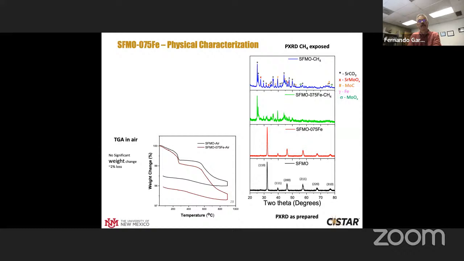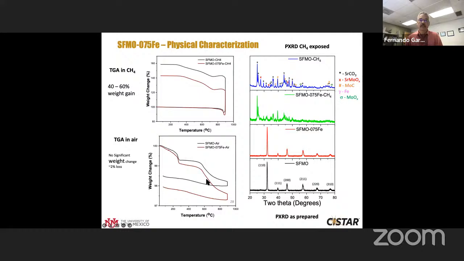Now, if we look at some of the physical characterization of these materials, in air the material is quite stable, with only about 2% weight loss as we scan up to 900 degrees C. However, in methane we see a 40-60% weight gain, which could be related to coke formation. But when we perform X-ray diffraction analysis of our materials which have been exposed to methane, we see a complete loss of the perovskite structure, forming strontium carbonate and other species.